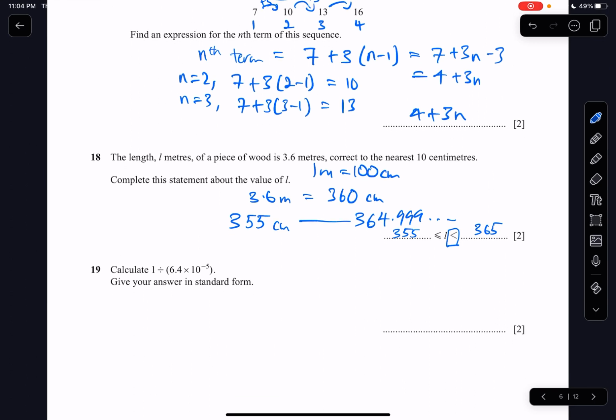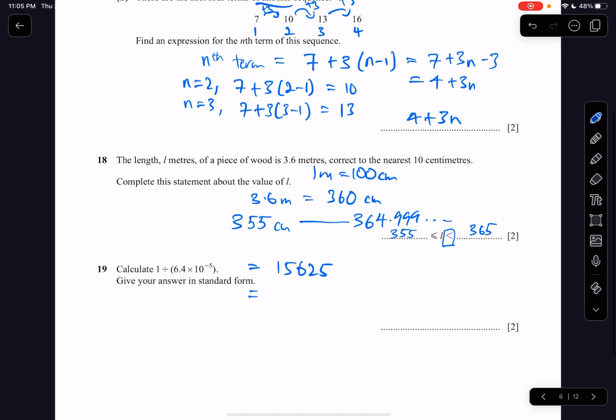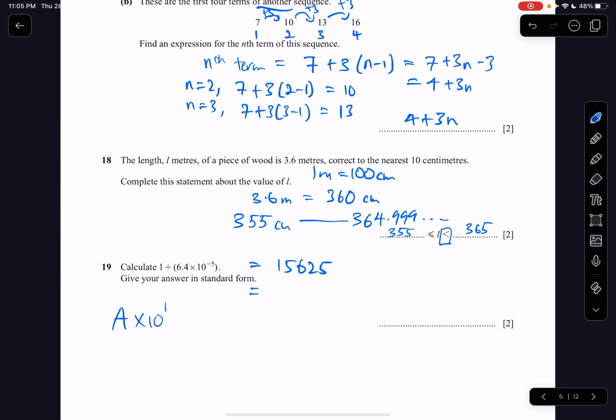Calculate 1 divided by 6.4 times 10 to the power negative 5. Give your answer in standard form. So this is a calculator problem again. Let's key it in: 6.4 times 10 to the power negative 5, then 1 divided by the answer. From the calculator, I have a value of 15,625. Standard form must be a times 10 to the power n, and my a must be more than or equal to 1 and strictly less than 10.